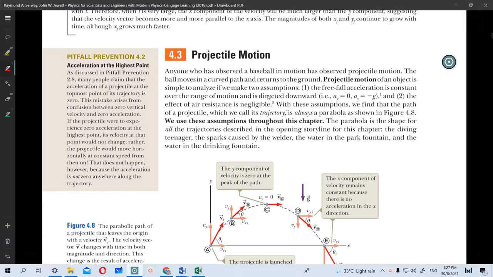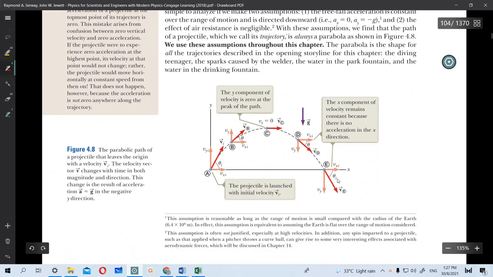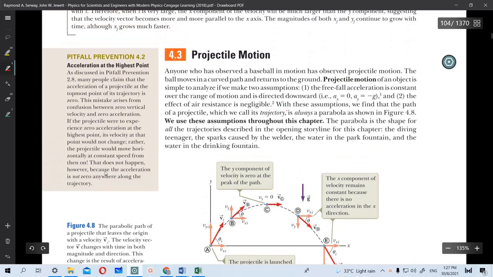4.3 Projectile Motion. Now, projectile motion is whereby an object moves in a parabolic motion. It's nice to note that there are two values of acceleration in the motion. In the x direction, there is no acceleration, 0. And the y direction is in free fall.